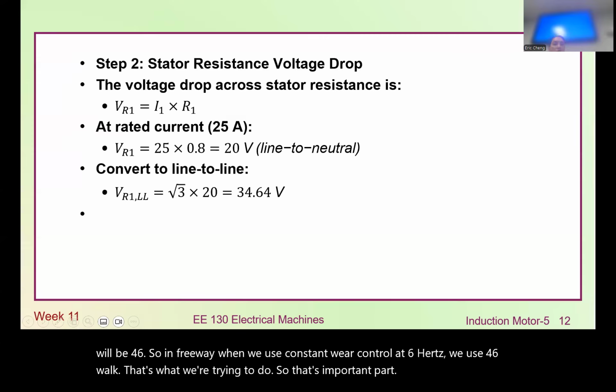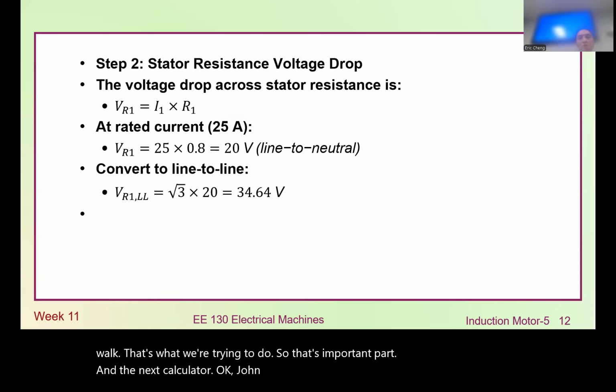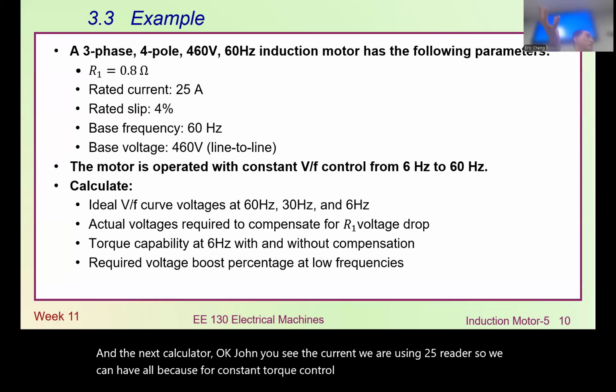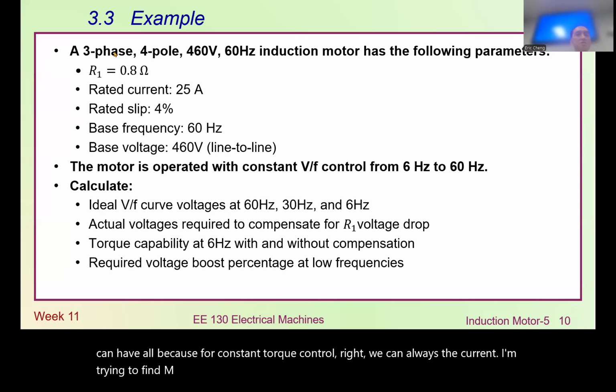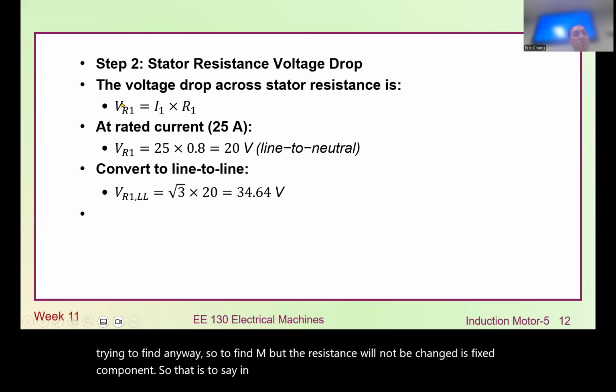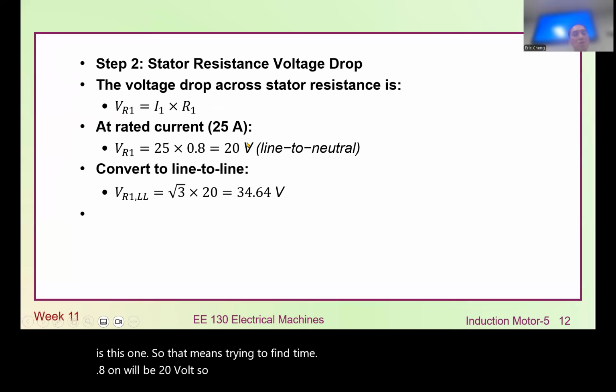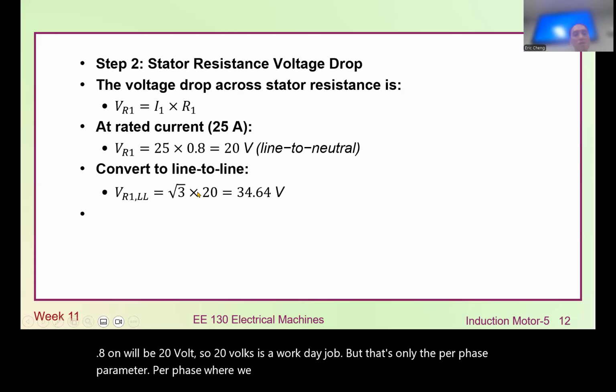And then let's calculate the voltage drop. You see the current we are using is 25 amp rated, because for constant torque control we can always have the current at 25 amp. But the resistance will not change; it's a fixed component. So the primary side voltage drop due to the R1 resistor is 25 times 0.8 ohm, which is 20 volts. That's only the per-phase parameter, so we multiply by 3 to get the actual voltage.